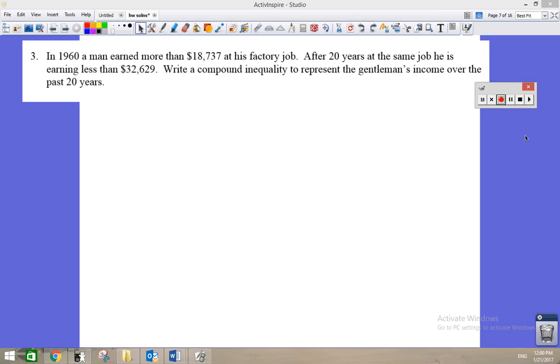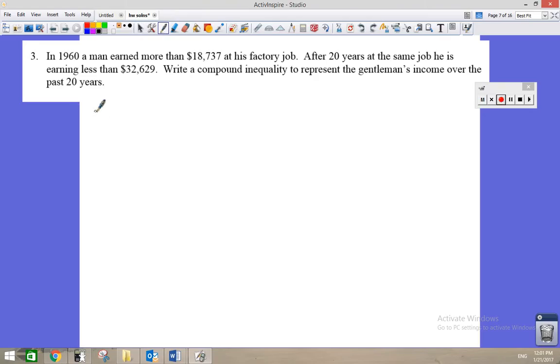Let's see what we have here. In 1960, a man earned more than $18,737 at his factory job. After 20 years at the same job, he is earning less than $32,629. Write a compound inequality to represent the gentleman's income for the past 20 years.